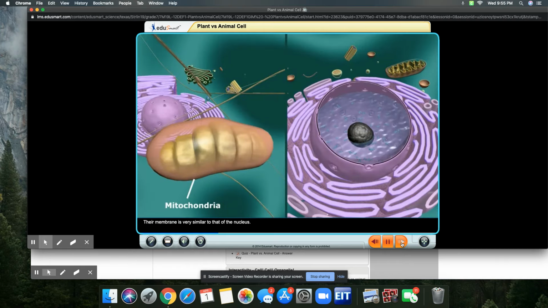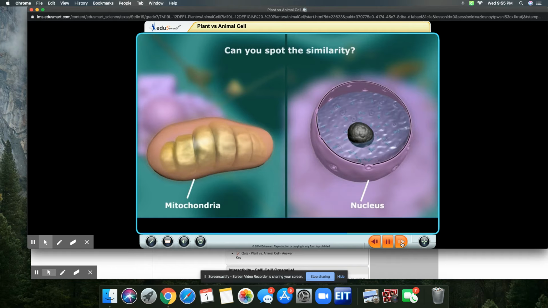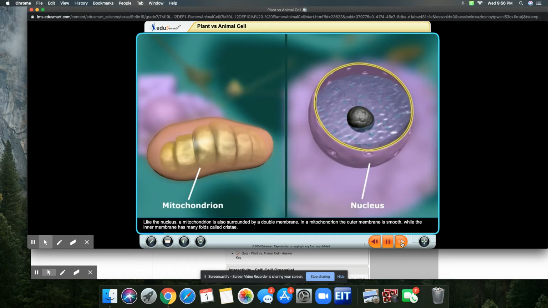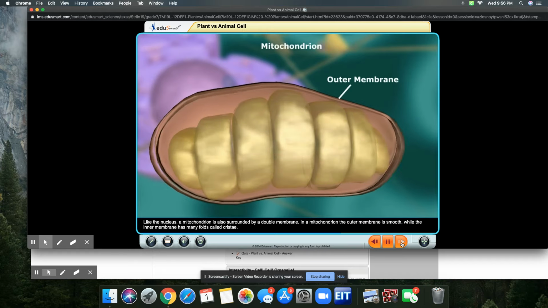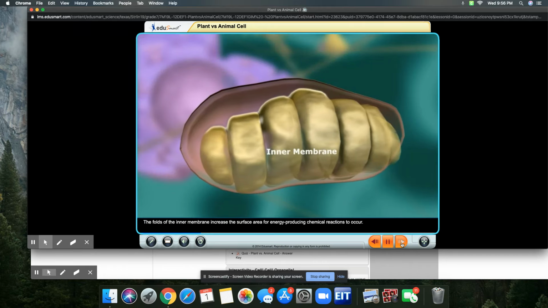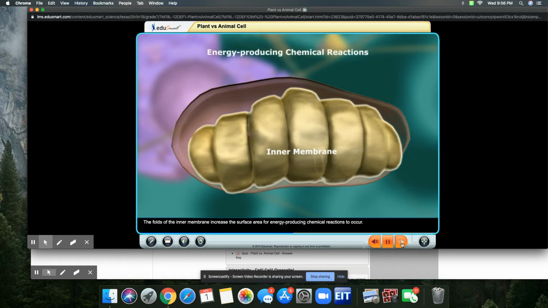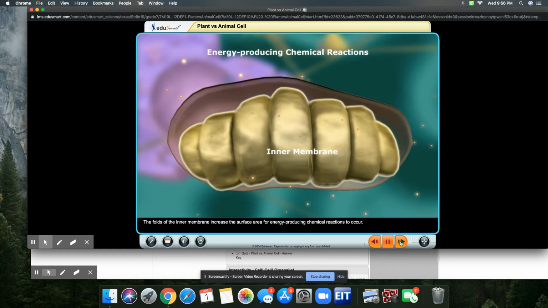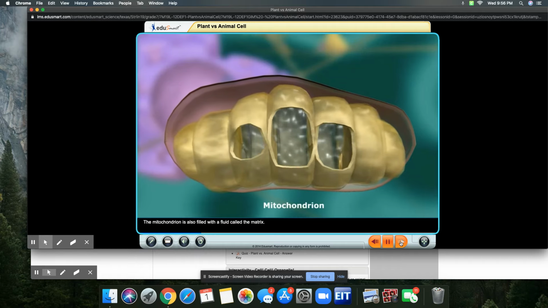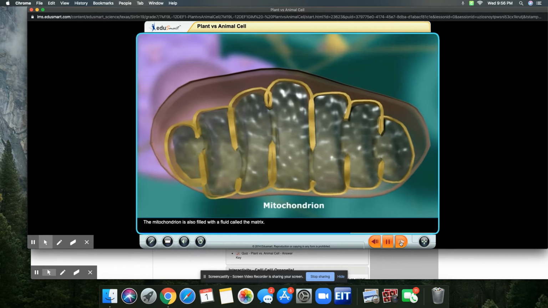Their membrane is very similar to that of the nucleus. Can you spot the similarity? Like the nucleus, a mitochondrion is also surrounded by a double membrane. In a mitochondrion, the outer membrane is smooth, while the inner membrane has many folds, called cristae. The folds of the inner membrane increase the surface area for energy-producing chemical reactions to occur. The mitochondrion is also filled with a fluid called the matrix.